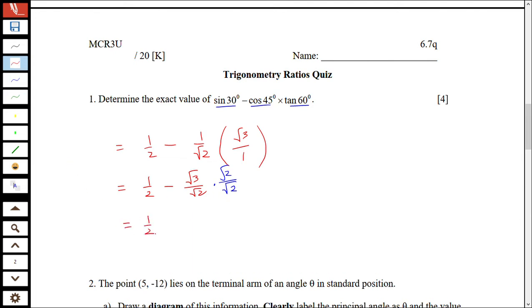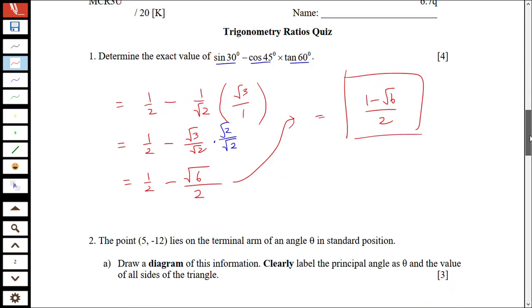And that's going to give me half stays the same. Root 2 times root 3, well, everything's under the root, 3 times the 2 is a 6. Root 2 times the root 2, and that's going to give me a 2. So now you just have to add the numerators, and I get 1 minus root 6 all over 2. And this will be my final answer.